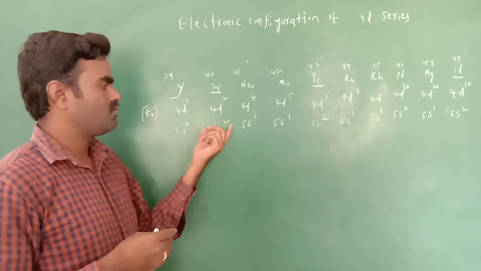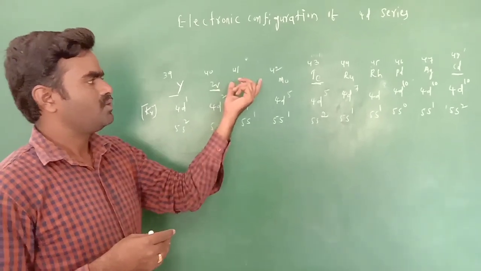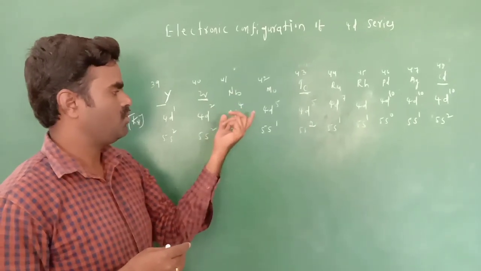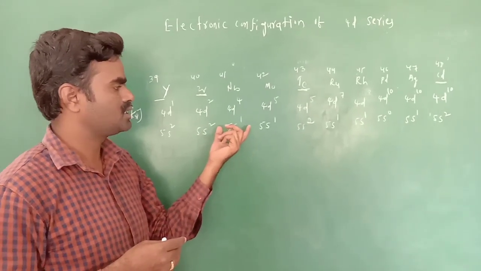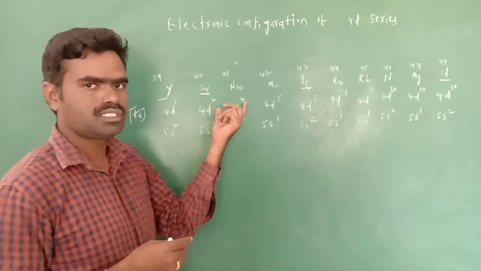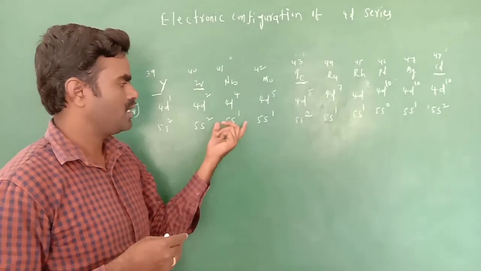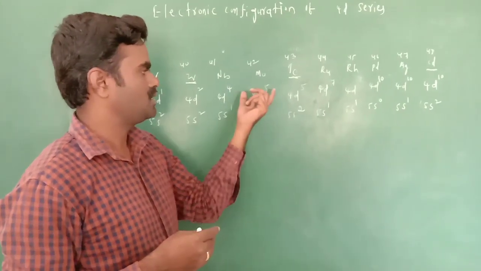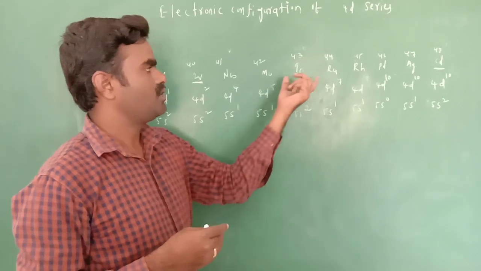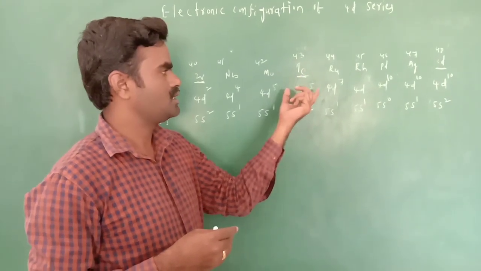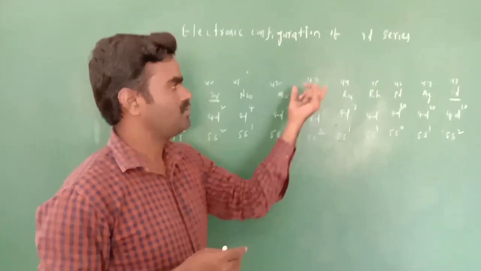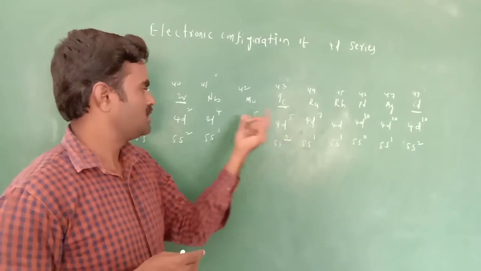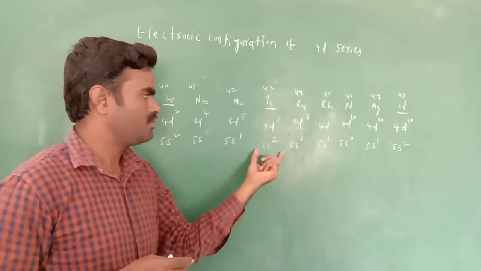Zirconium is 4d2 and 5s2. When we come to niobium, it is quite different from zirconium, that is 4d4 and 5s1. One of the s electrons is transferred to the d system, giving 4d4 and 5s1. Molybdenum also follows the same, 4d5 and 5s1. Technetium follows the manganese electron configuration, as it is the successive element of manganese. Technetium is krypton 4d5 and 5s2.